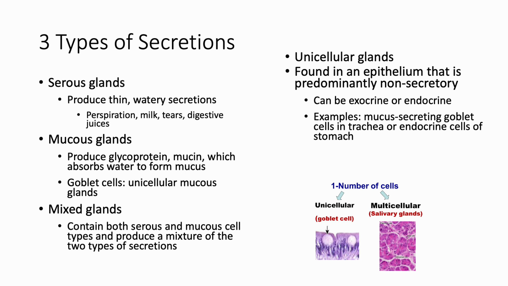We can also have 3 types of secretions from our glands. So we have serous glands. They produce a thin, watery secretion. Think of your sweat, milk, tears, and your digestive juices.